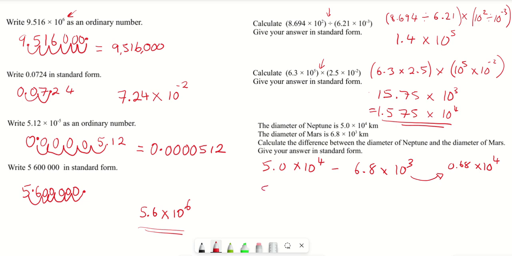So therefore my new calculation is 5.0 times 10 to the power of 4, take away 0.68 times 10 to the power of 4. And now I can simply do 5.0 take away 0.68, which gets me an answer of 4.32. And then the power stays as times 10 to the power of 4.